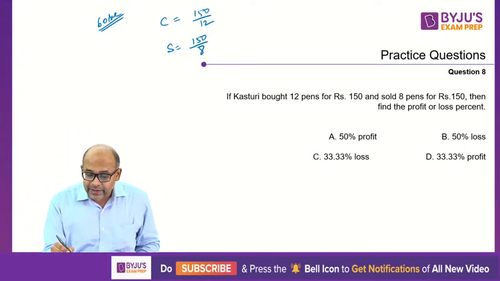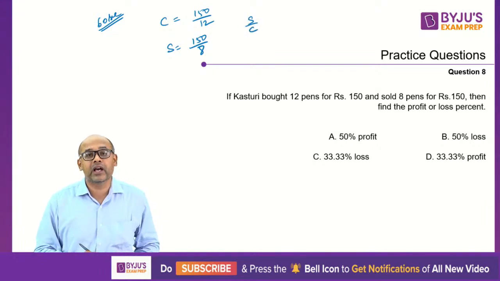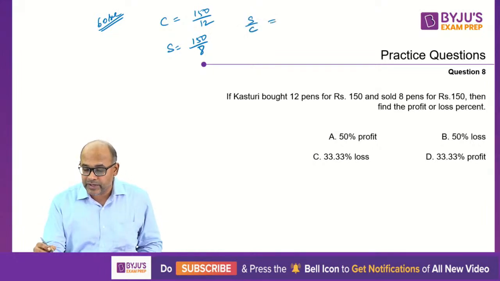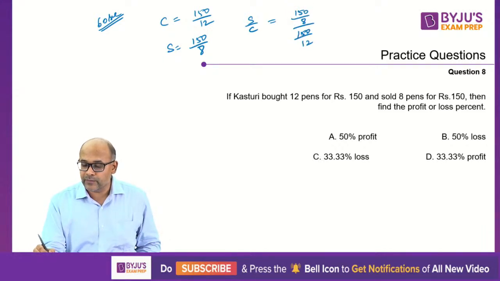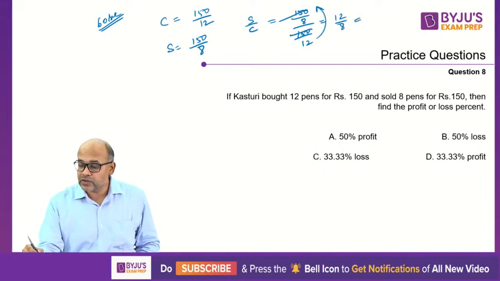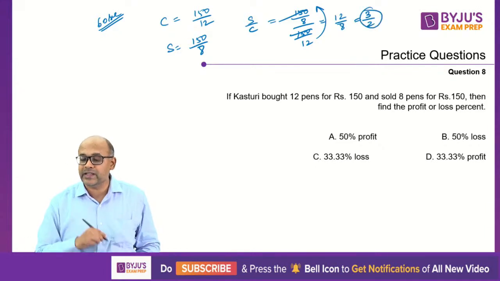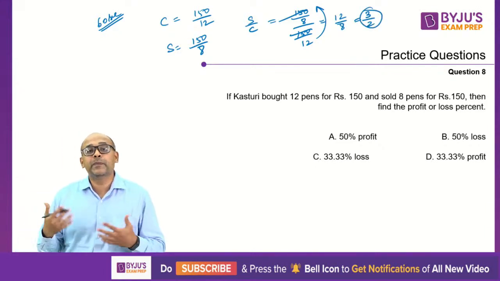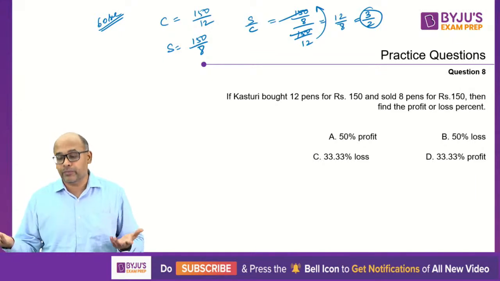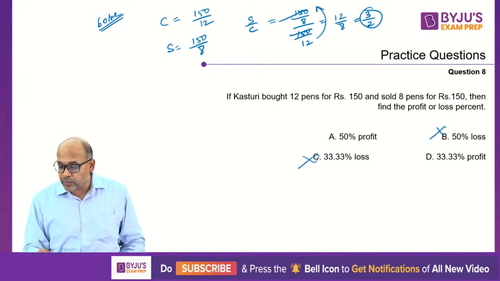Now clearly your S by C, if you calculate, this will be how much? 150 by 8 by 150 by 12. So this will become 12 by 8 because 150 will get cancelled. This goes up. So 12 by 8, which is 4 3s are 4 2s are. So S by C is 3 by 2. If S by C is greater than 1, you know it is a profit. So definitely option B, option C is not there at all.